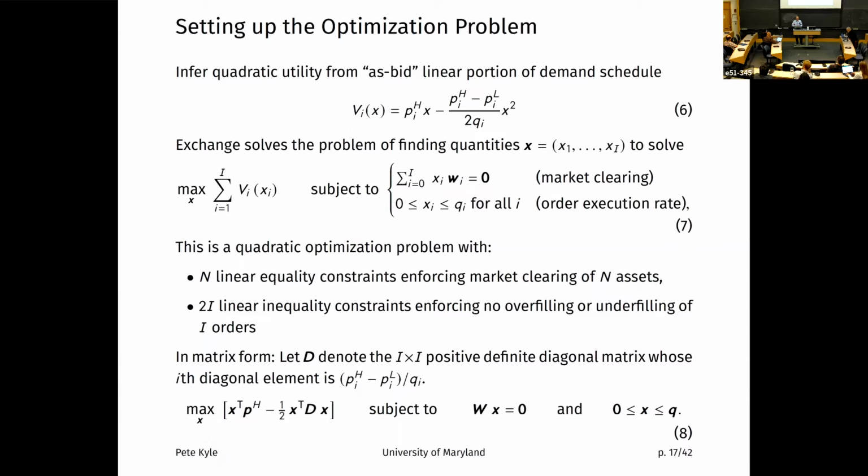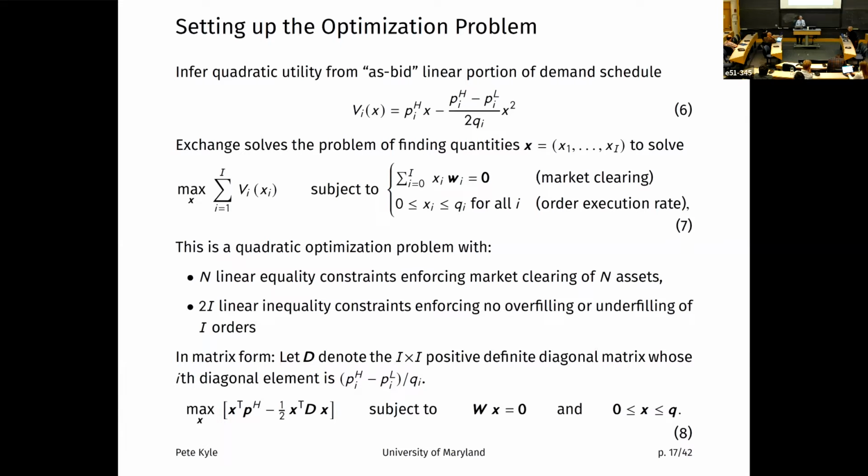So when you put all this together, what do you get? You get what an OR researcher would call a standard quadratic programming problem of maximizing a quadratic objective subject to some linear equality constraints and some linear inequality constraints. Not only is this a standard form quadratic programming problem, but it's a quadratic programming problem that has some very nice properties.